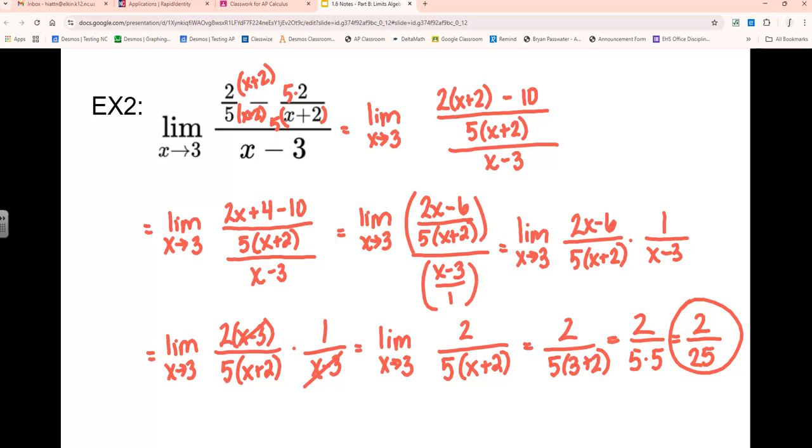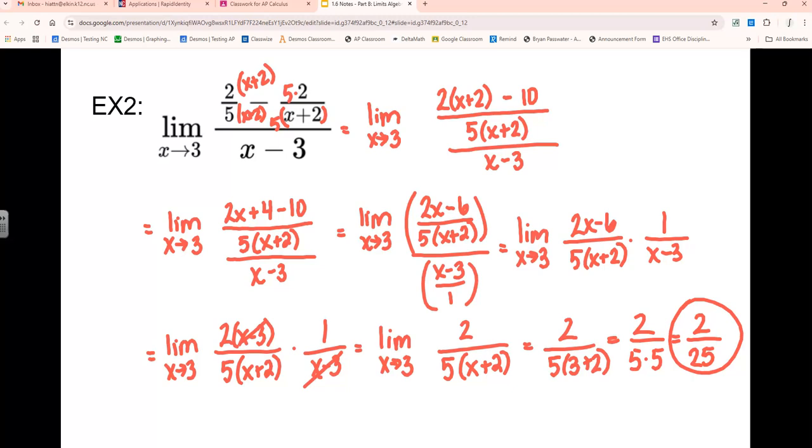Okay. You should get 2 over 25. There is a chance some of your work looks a little bit different than my work because you may have done this in slightly different steps, but you should have the general same thing happening here.